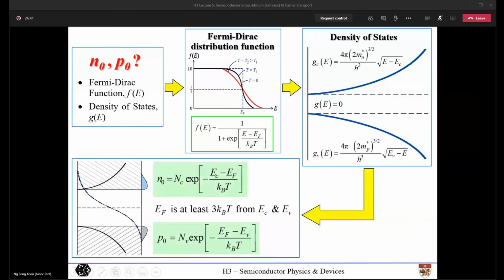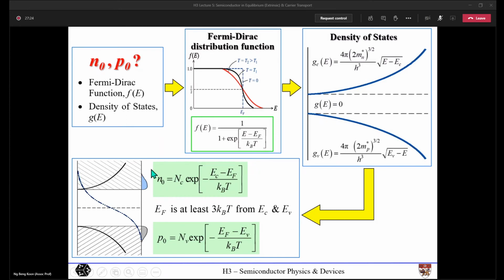Now with these two quantities that you have, you can go on and derive an expression for N naught in the conduction band, which is the product of the density of states with the probability of finding electrons at these different energy levels or energy states. If you want to find the total number of electrons, you integrate the product of those two functions, which is the area under the curve, this lump that you see there. The total area under this curve gives you the electron concentration in the semiconductor that is free to move.